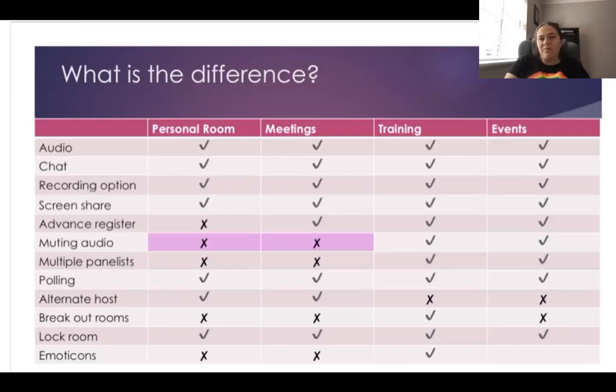I've used training and meeting, and as I said to you, they have very similar features, but the only difference is the additional breakout room and emoticons for the training session. I did put in pink the muting audio, because even though you can mute audio in the personal room and in the meeting, people can actually unmute themselves, whereas in training and event, you can actually disable the audio for your participants.